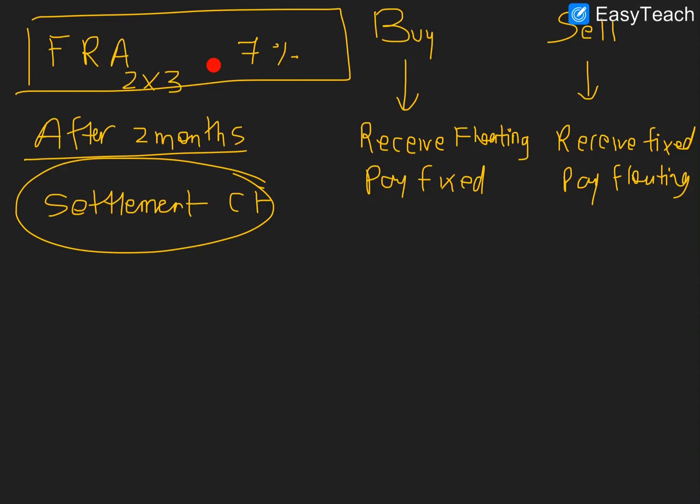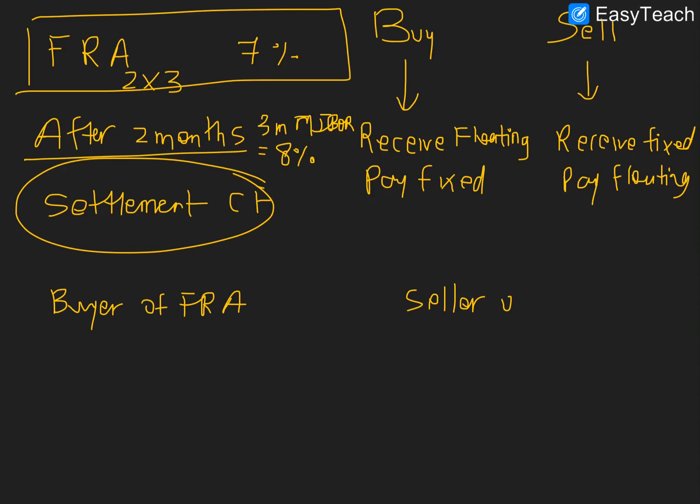So if the FRA is 7% and after 2 months we want to know what is the settlement cash flow. After 2 months, what is the settlement cash flow? So we say that after 2 months, 3-month MIBOR is, let's say, 8%. So can you identify who has incurred a gain and who has incurred a loss? Buyer of FRA and seller of FRA.